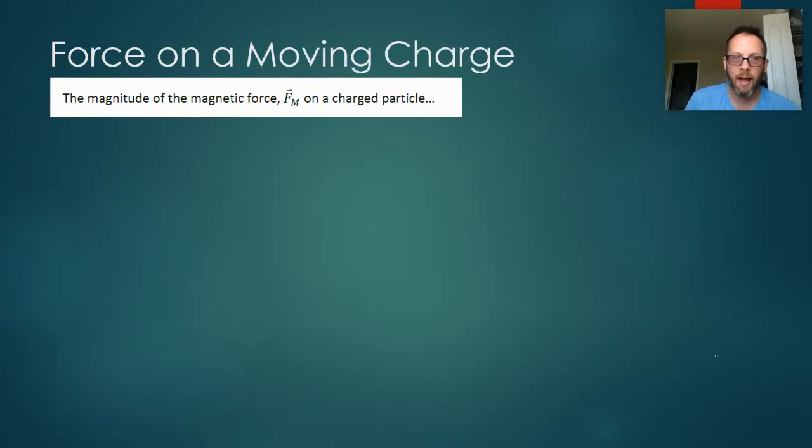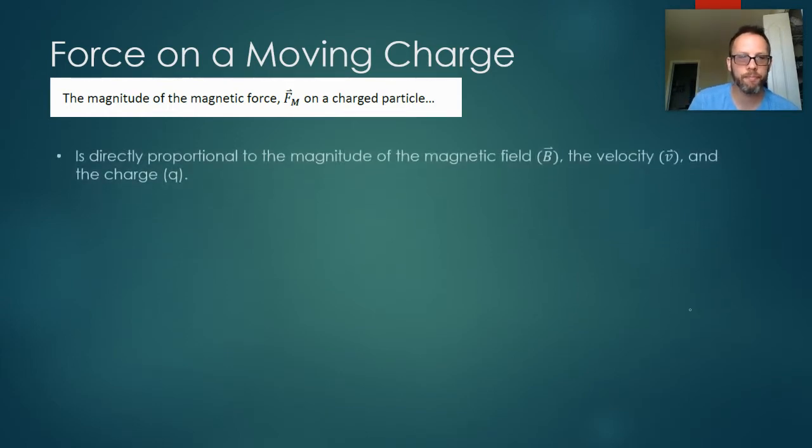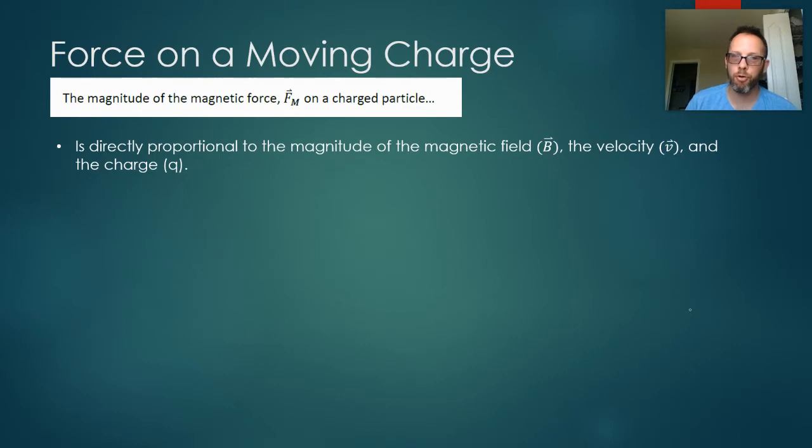So the magnitude of this magnetic force, and we'll call it Fm, on a charged particle is directly proportional to three things. It's proportional to how strong the magnetic field is. So loosely speaking, if you double the strength of a magnet and the magnetic field, you would double this force on the charge.